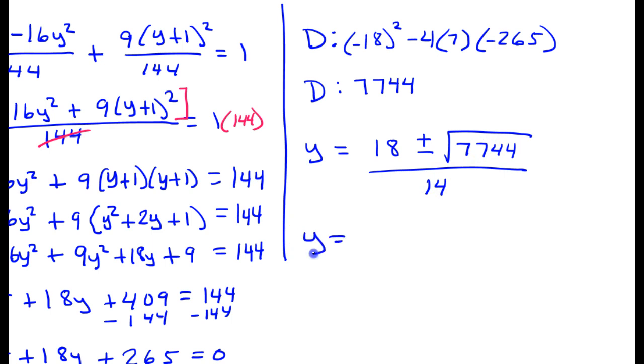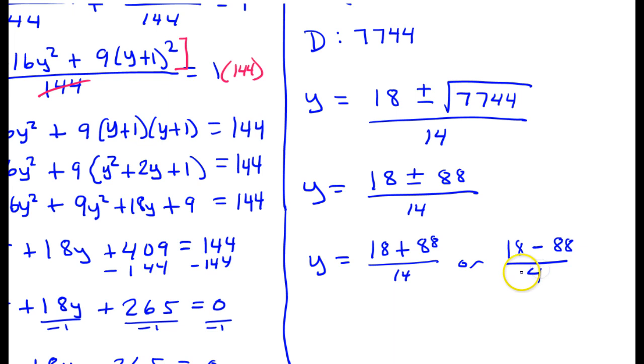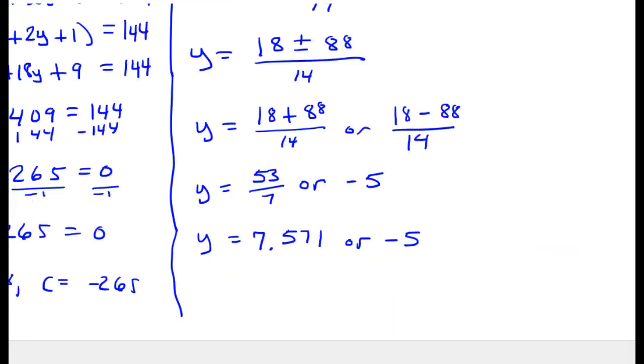Now, it turns out that the square root of this number is 88. So I'll have 18 plus or minus 88 over 14. Okay, so the plus or minus means that we have 18 plus 88 over 14, or 18 minus 88 over 14. So this comes out to be 53 over 7 or -5.